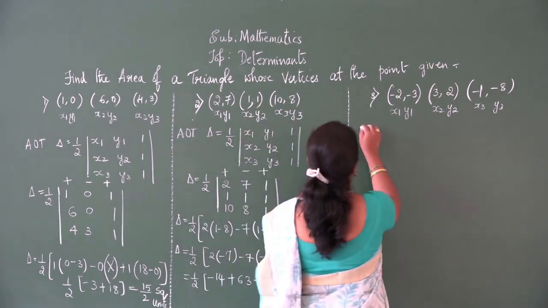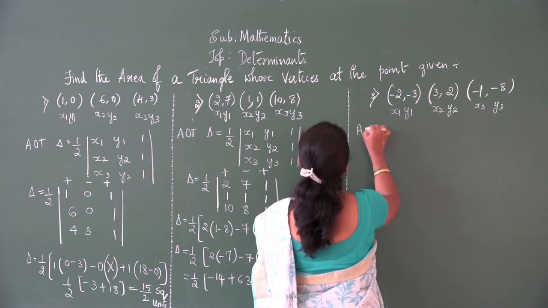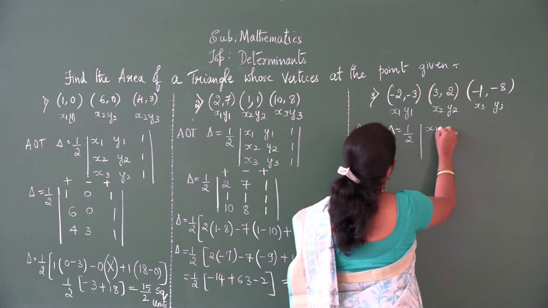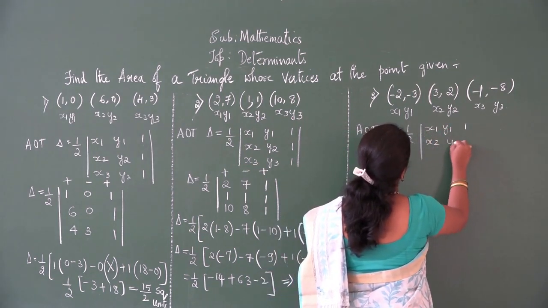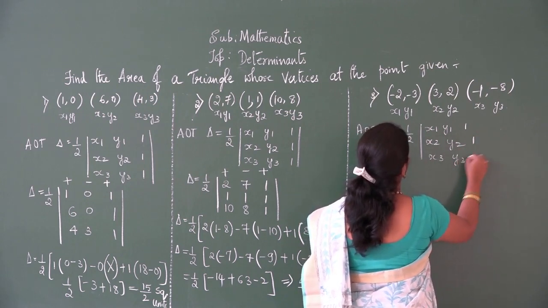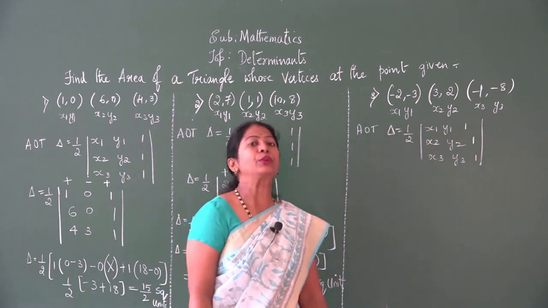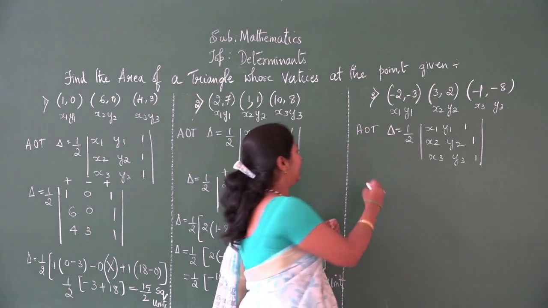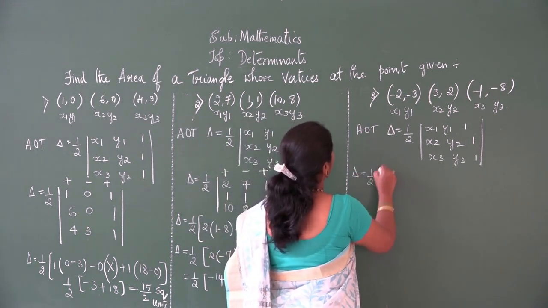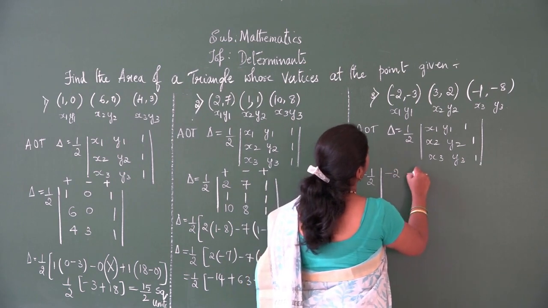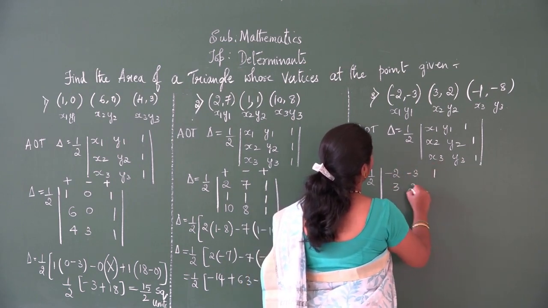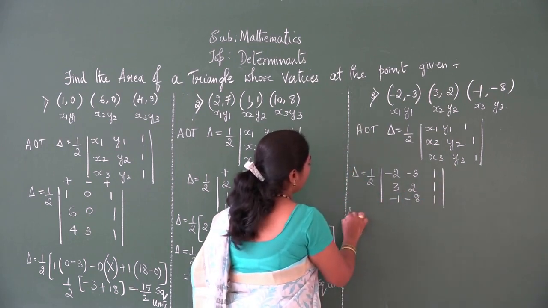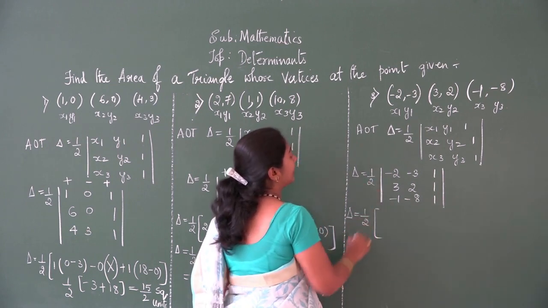Area of a triangle is given by delta is equal to half into determinant of x1, y1, 1, x2, y2, 1, x3, y3, 1. Now we shall substitute the values of x1, y1, x2, y2 and x3, y3 in the following determinant. That is delta is equal to half into minus 2, minus 3, 1, 3, 2, 1, minus 1, minus 8 and 1.